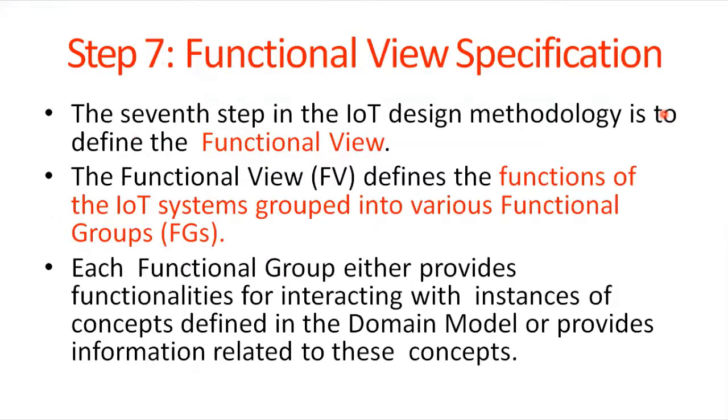The functional view specification is the seventh step in the design methodology. What is this functional view specification? The functional view defines the functions of the IoT system, grouped into various function groups. Each functional group either provides a functionality for interacting with an instance of a concept, defines a domain model, or provides information related to this particular concept. That is, the functional view defines the functional groups.